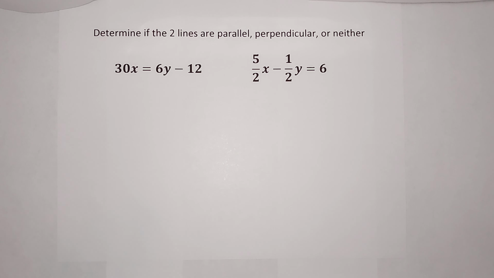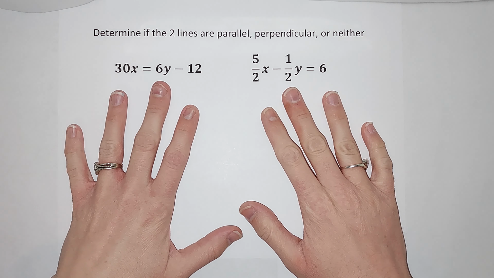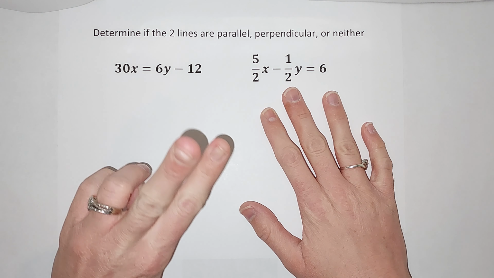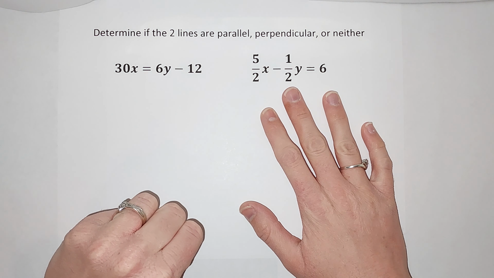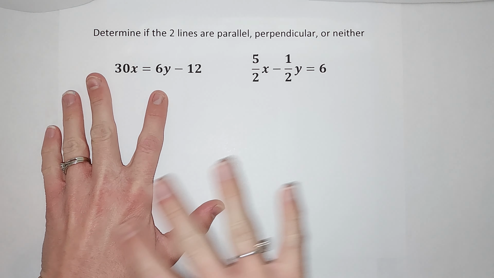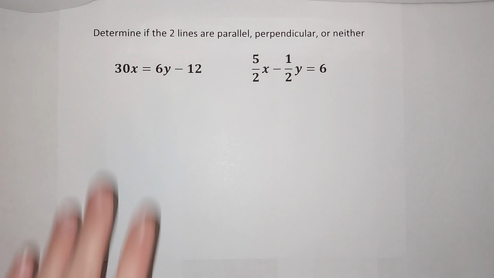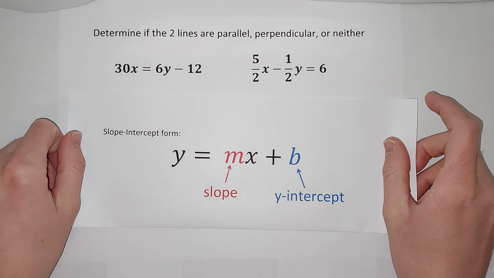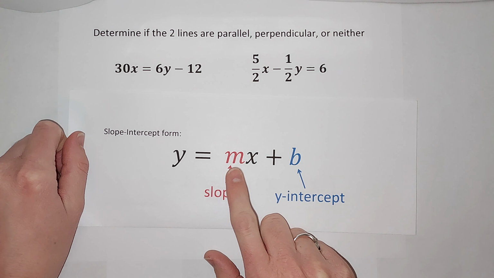Hey guys, we are being asked if these two lines, these are equations that represent lines, right? If they are parallel, perpendicular, or neither, okay? What we need to know to decide this is we need to know the slope of each of these lines. Now the forms they're in right now, we can't tell, but if we get them into slope-intercept form, the slope is very easy to find, okay?